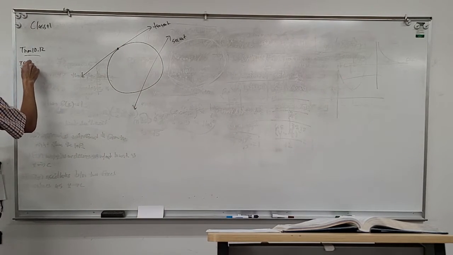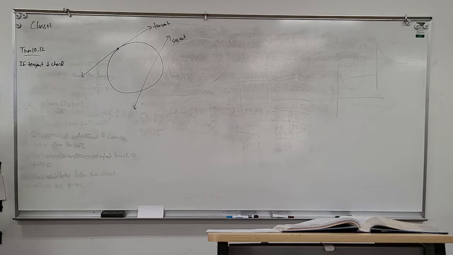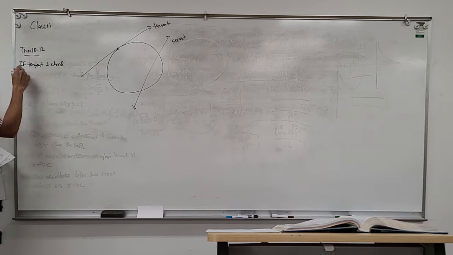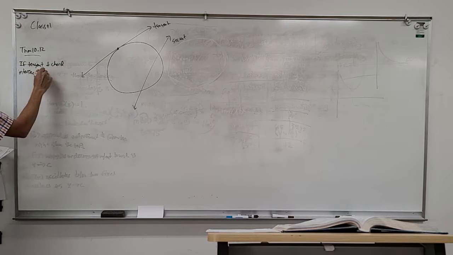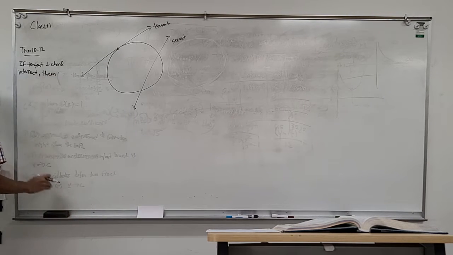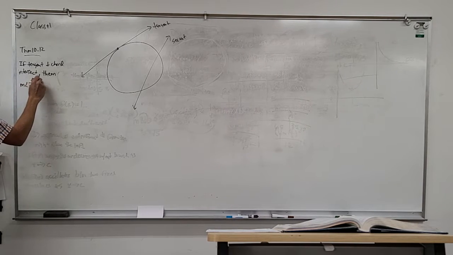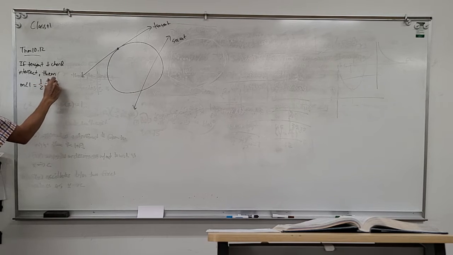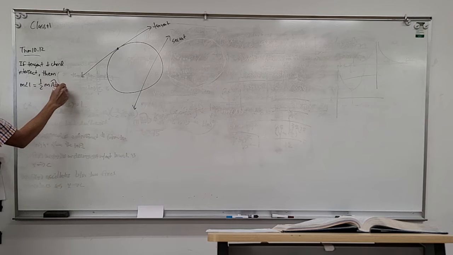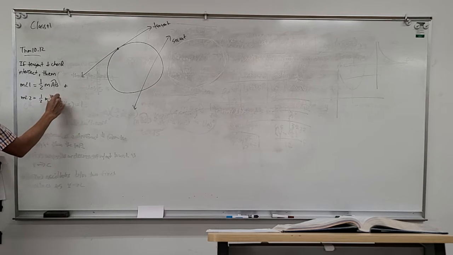If a tangent and a chord intersect, okay? Tangent and a chord intersect. Then, I'm gonna write the formula and then we'll label the circle so that we know what we're talking about here. The measure of angle 1 equals 1/2 the measure of arc AB, and the measure of angle 2 equals 1/2 the measure of arc BCA.